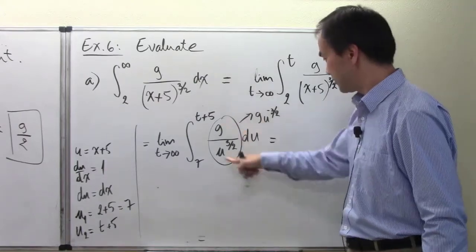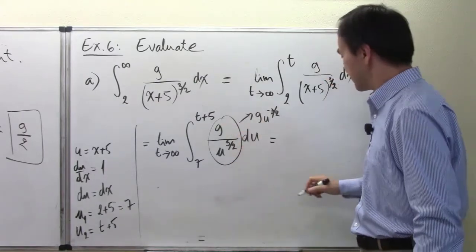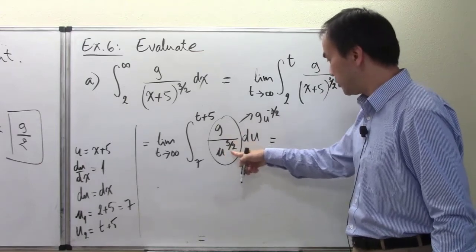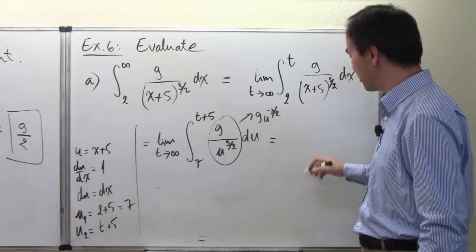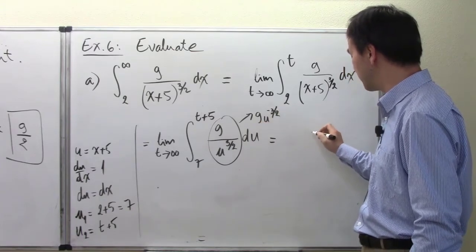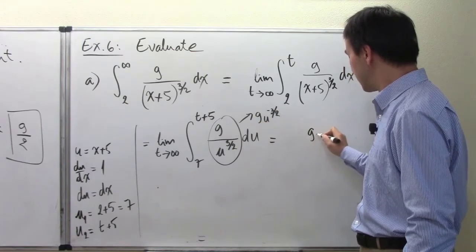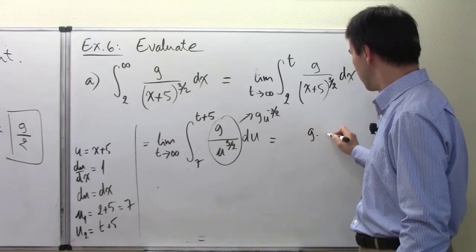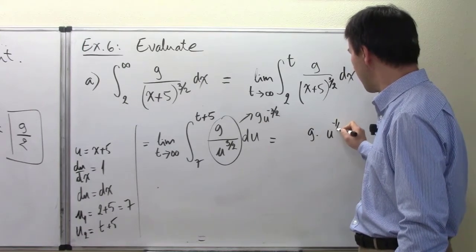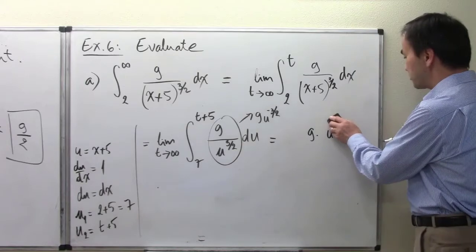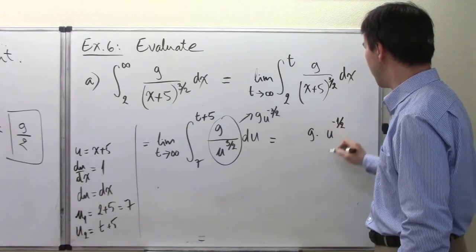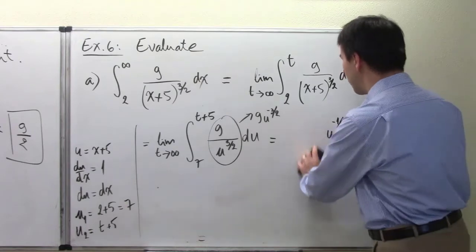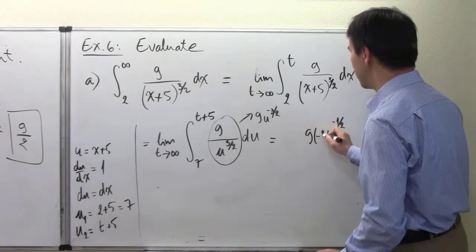So for my antiderivative of 9 over u to the 3/2 power, realizing that to be 9 times u to the negative 3/2, my antiderivative turns out to be 9 times u to the negative 1/2, because negative 3/2 plus 1 is negative 1/2, but I'm dividing that by negative 1/2, so that means we're multiplying 9 with a negative 2.